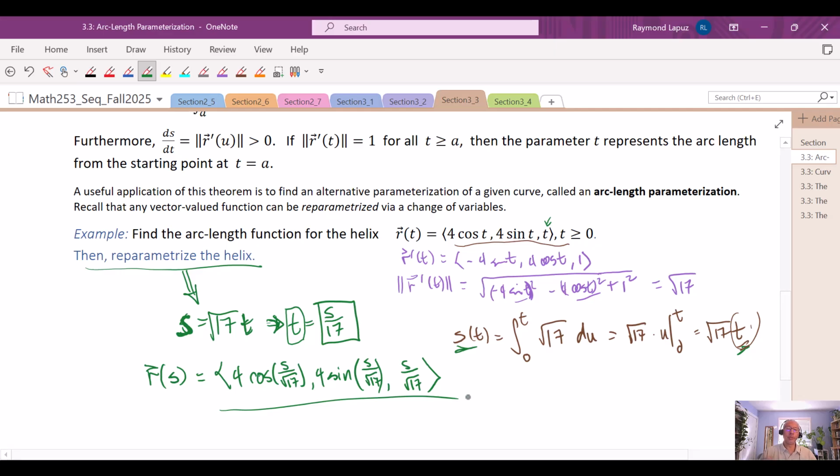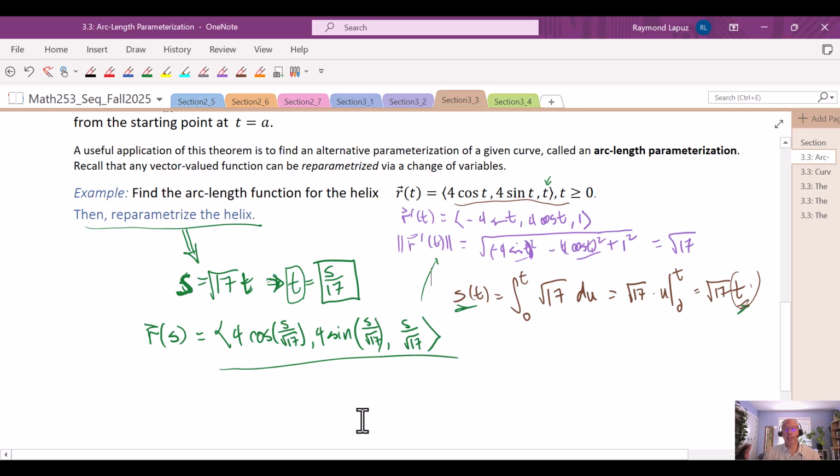Which means if we put this into the arc length function, we should get, instead of square root of 17, we're going to get 1. And then whatever we put in here for the derivative and then the magnitude of the derivative, that'll give us the actual arc length.